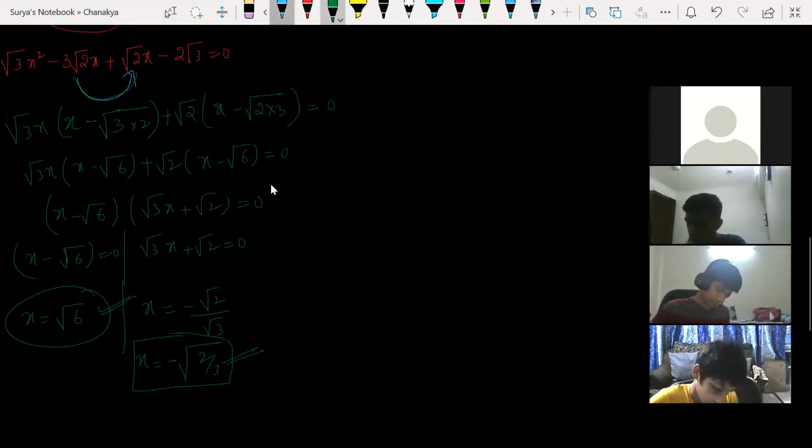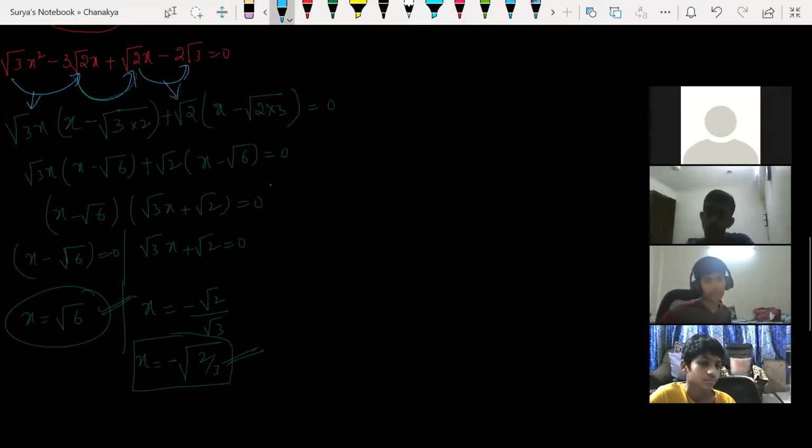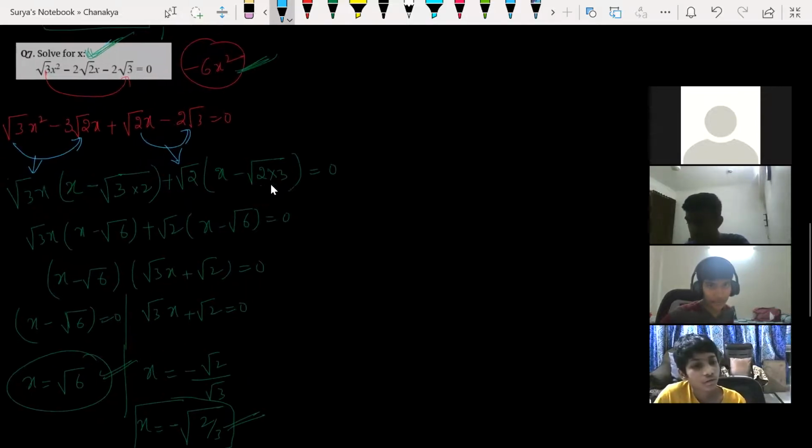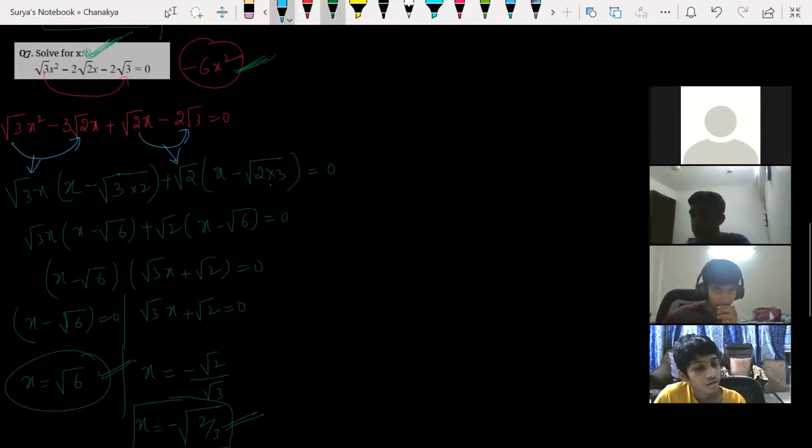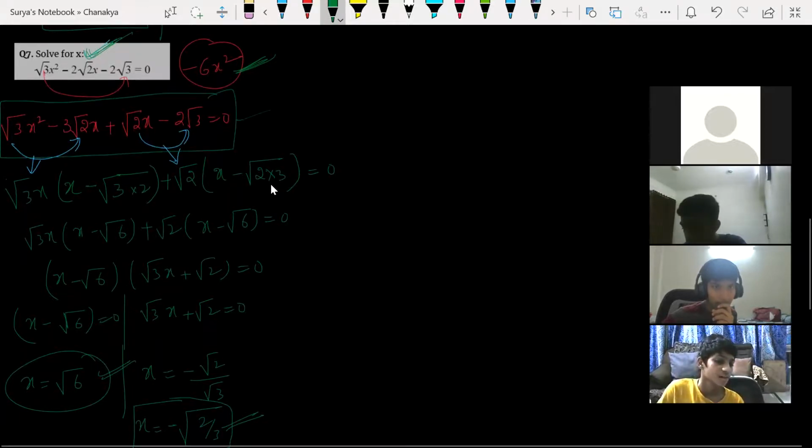See here, I'm taking root 3 common from these two terms, and I'm taking root 2 common from these two terms. Getting my point? Yes or no, guys? Very simple. Try to listen carefully. The entire concept depends on how you are splitting the middle term. I'm splitting the middle term like this.